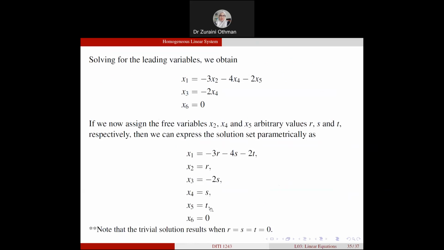Then substitute where x2 becomes R and x4 becomes S. That's why x3 becomes negative 2S. Then we may see the trivial solution result, where R, S, T are equal to 0.